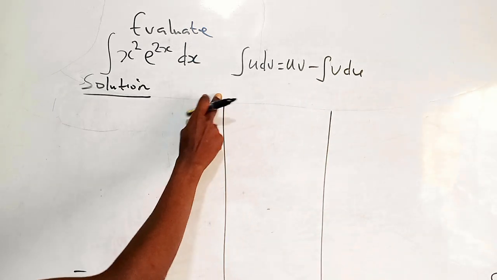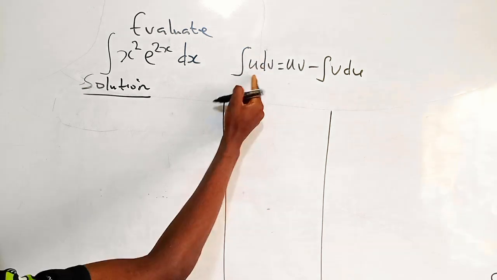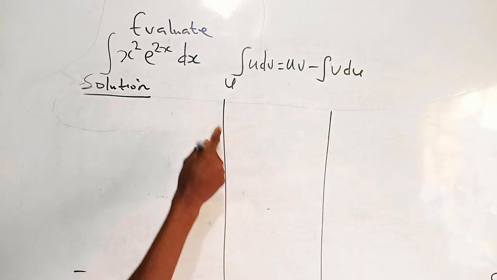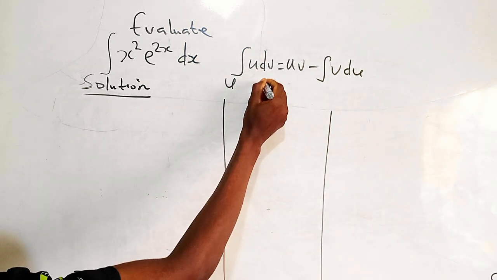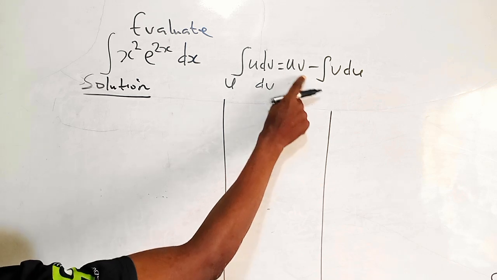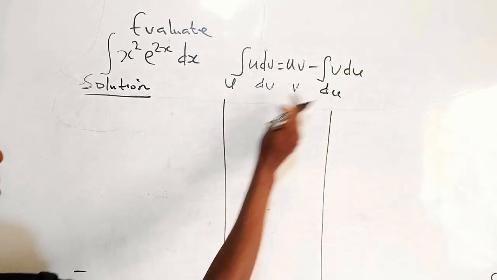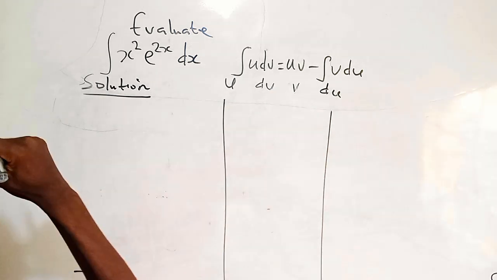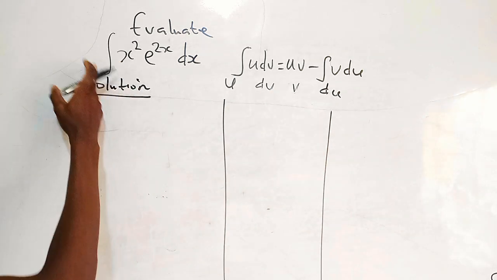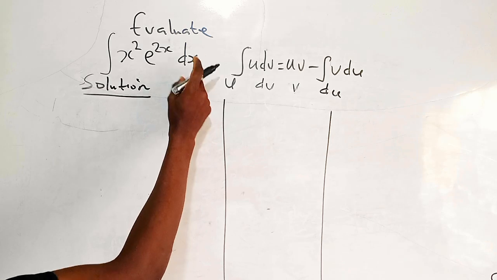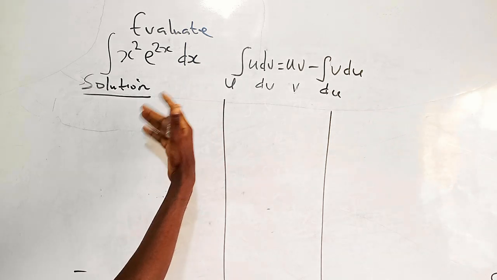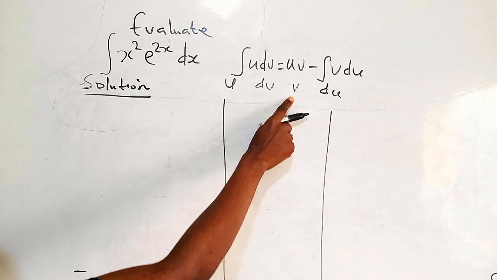And what this implies is we need to determine the value of u. We need to determine 4 values: u, we need to determine dv, we need to look for v, and we need to know our du. So once we have determined these 4 values, we can easily carry out our integration using integration by parts method.